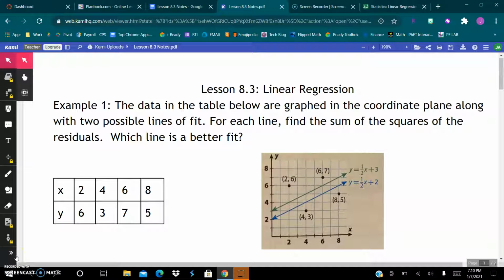For section 8.3, we are going to learn about linear regression. And we start off here with an example.